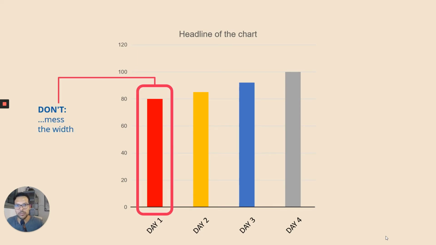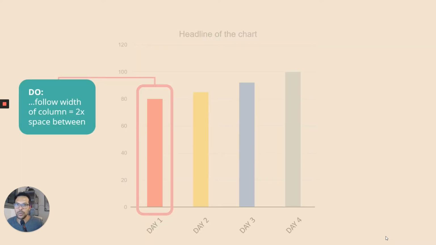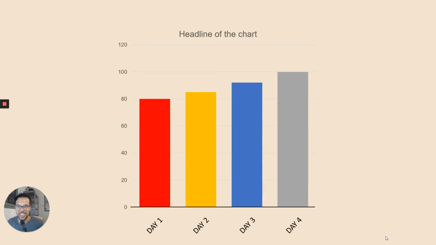Try not to mess them too much by making them too thin or too large. There's a golden rule that you can follow. Width of column equals 2 times the space between. And when you apply that, you'll have these bars. Already much better, much nicer.